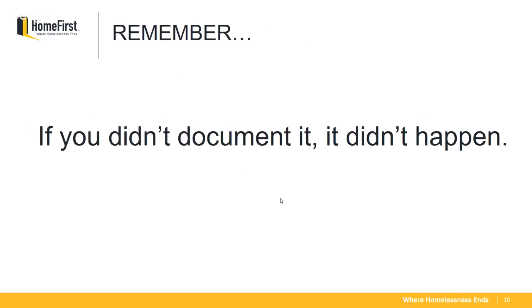But the qualitative result of what really took place in case planning and to meet someone's unique needs will be recorded in a case note. So again, I want to remind you, if you didn't document it, it didn't happen, right? That's something to think about.